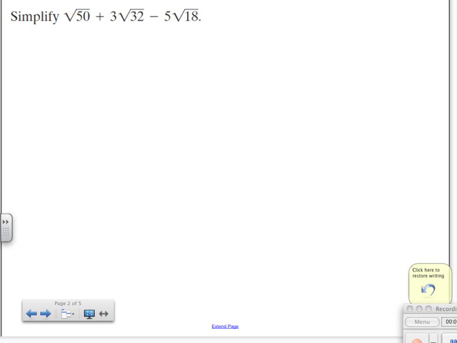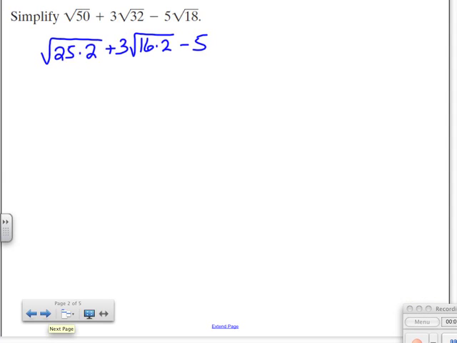Moving on, sometimes you need to simplify the problems to get down to something that you can combine. For example, the square root of 50 can be rewritten as the square root of 25 times 2. The square root of 32 can be rewritten as 16 times 2. And the square root of 18 can be written as 9 times 2. Now the square root of 25 is 5. You still have the square root of 2 inside. Plus, the square root of 16 is 4. You still have the square root of 2.